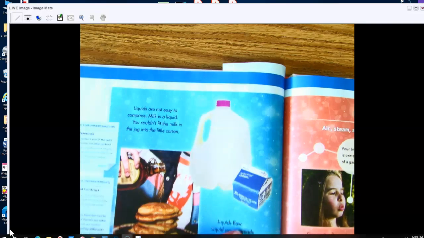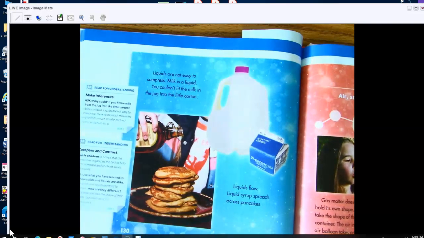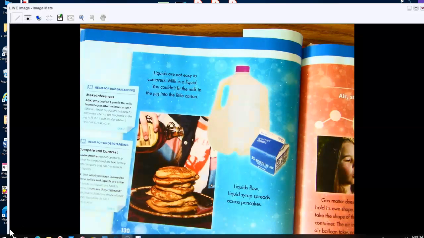So there's two things on this page that help me know what the word liquid means. What's one of the things they told me? Emma? The big jug of milk won't fit in a little carton. It did tell me that, but that's not for all liquids. That's just an example.